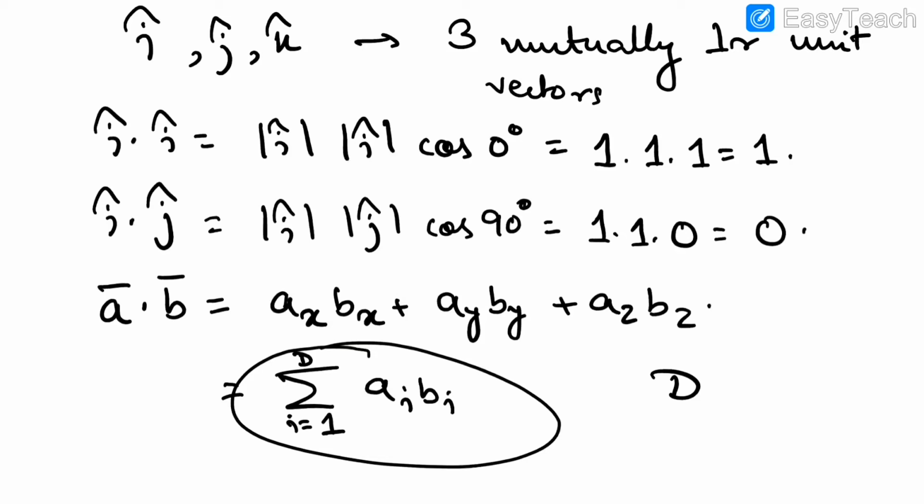So if i is the ith dimension in a d-dimensional space, then the summation from i equals 1 to d of ai bi is the dot product of a dot b. Okay. Now this dot product is of huge use. How can we use it to our advantage? Correct. Let us understand it.